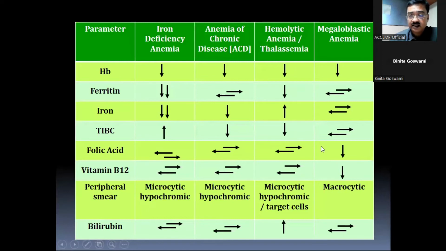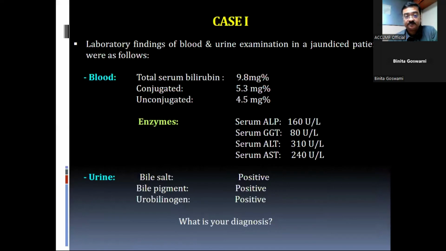In megaloblastic anemia, you may get macrocytic cells and all other things more or less equal, but only folic acid and vitamin B12 are less. So this is in a nutshell. If you want to diagnose the type of anemia, you can find it like this. So it will help in your diagnosis of finding the types of anemia.